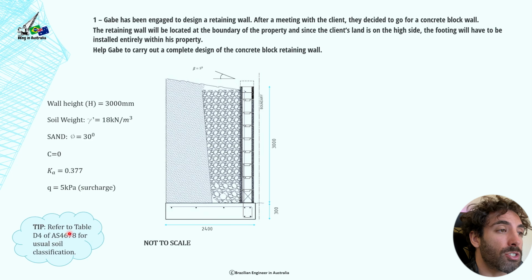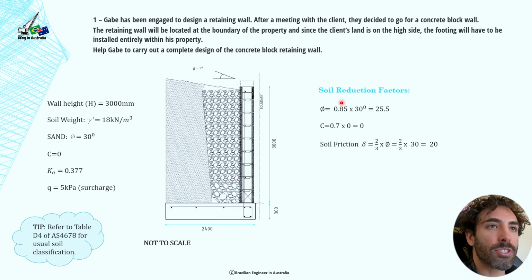Then we've got our first tip here, which is refer to table D4 of AS 4678 for usual soil classification. So AS 4678 is the Australian standard for earth retaining structures. You check table D4, you're going to see some usual soil classifications.